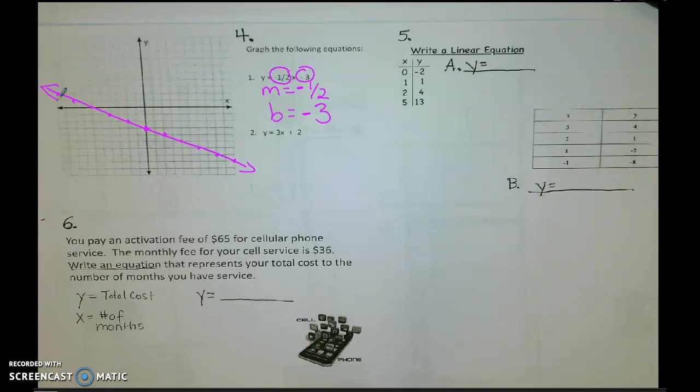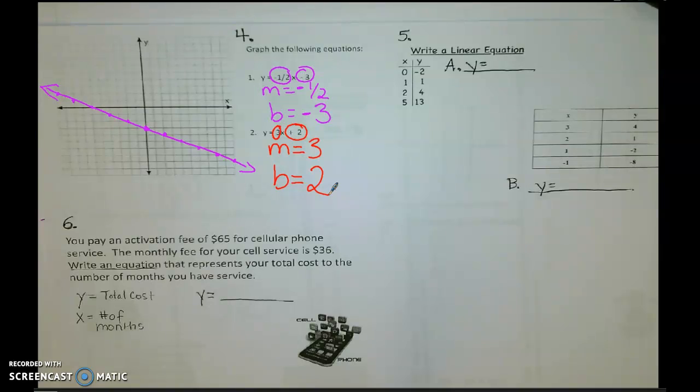Now, looking at number 2. You want to find your M. You want to find your B. M right here, 3. Y-intercept right here, 2. You're going to begin with the y-intercept. You're going to move with the slope. So finish up and put the second one on the graph.